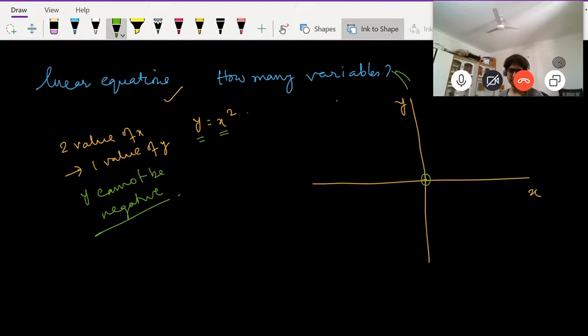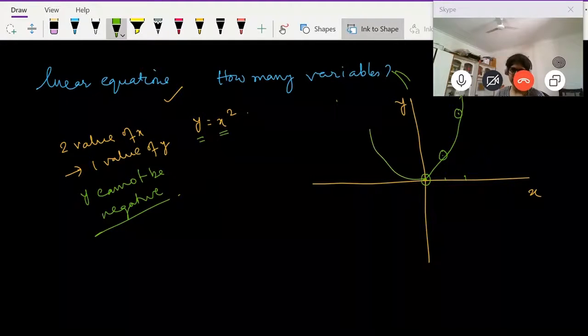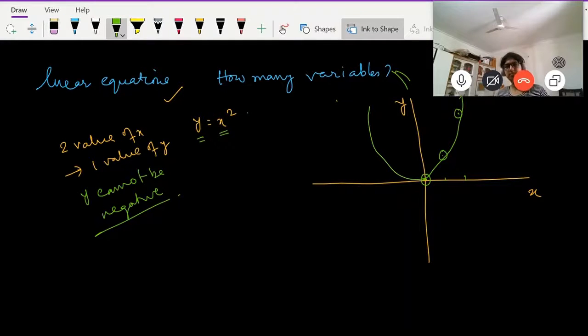Now we can take any other point. So x equal to 1, y is equal to 1. So 1, 1. x equal to 2, y equal to 4. So it goes exponentially. So the curve will be like this on this side and like this on this side. Exactly similar, right? So this is y equal to x square, right?